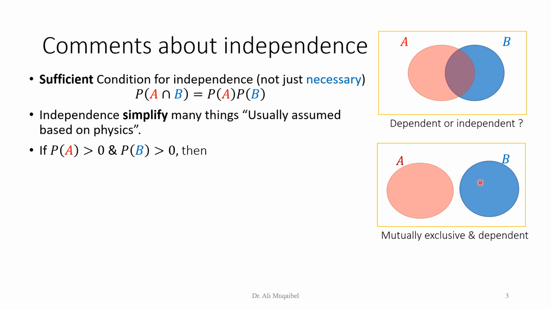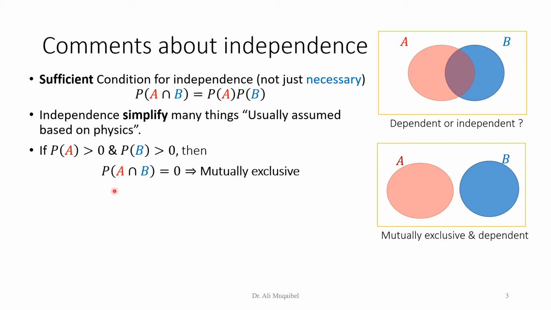Usually, we get tricked because if you see them that they are disconnected, we say they are independent. No, it's exactly the opposite. If they are disjoint, then we can conclude that they are fully dependent. I'm writing this down. Here is an example of mutually exclusive and dependent.